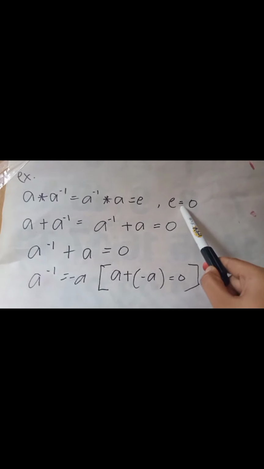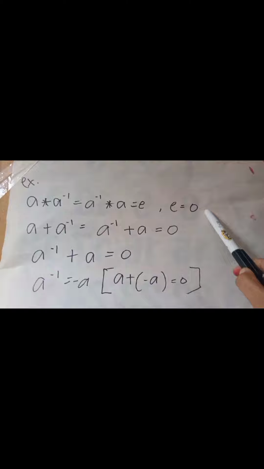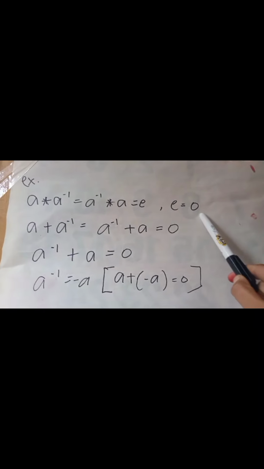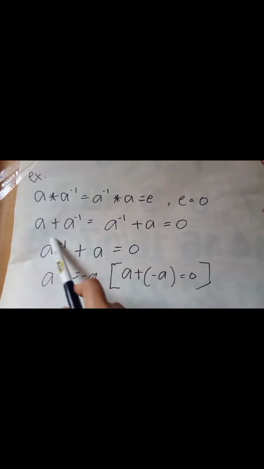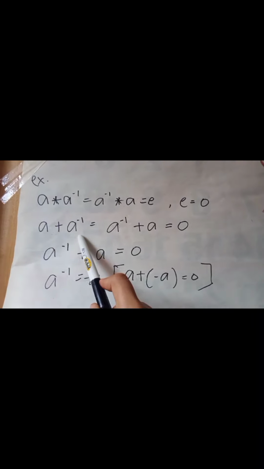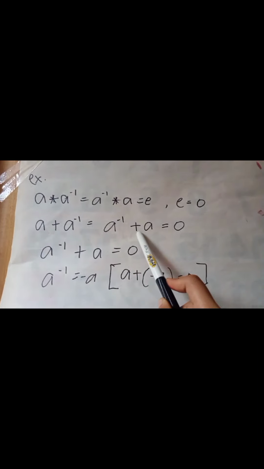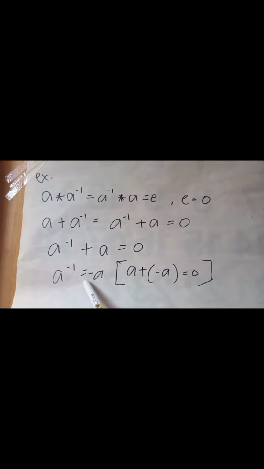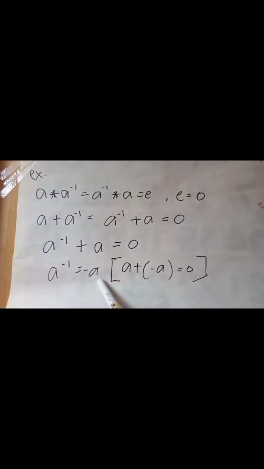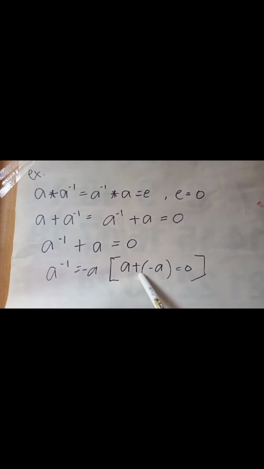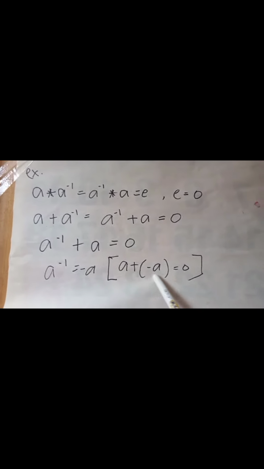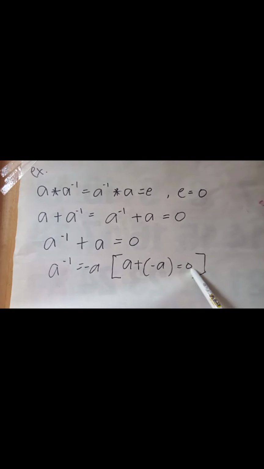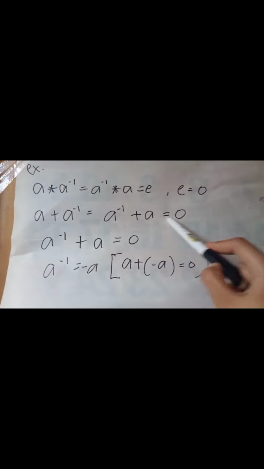So our E is 0 because it is the identity element for addition. So A plus A inverse equals A inverse plus A equals 0. A inverse equals negative A, so that A plus negative A equals 0, our identity element.